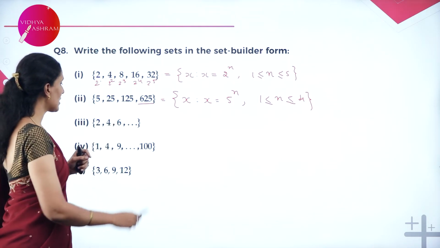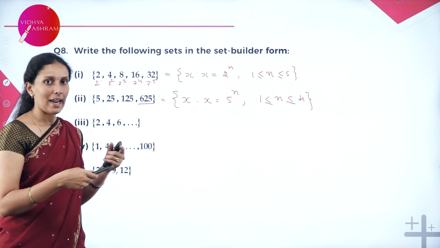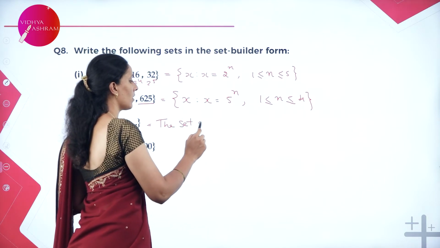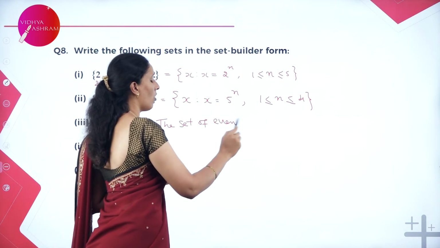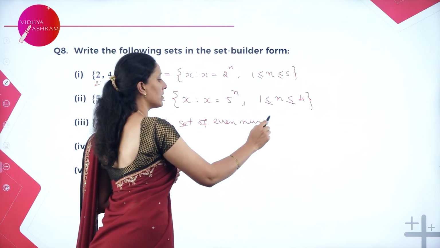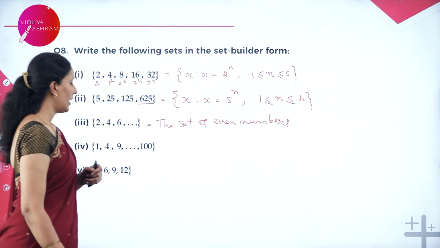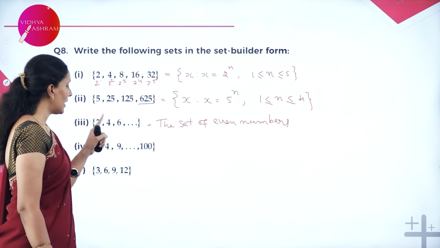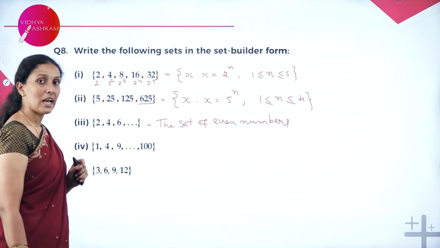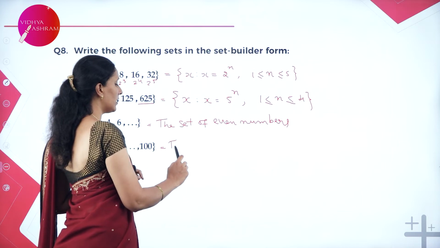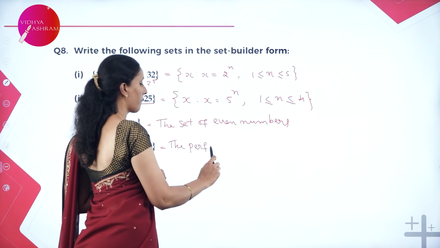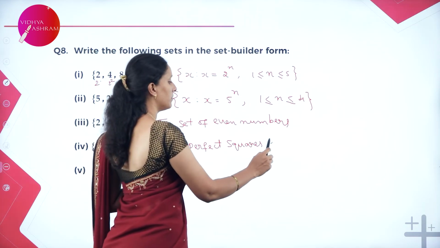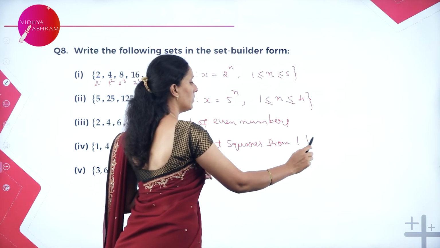Next we have 2, 4, 6. Clearly you can see the next terms you can decide: 8, 10, like that. So we can clearly write the set of even integers, or we can say the set of even numbers. Next 1, 4, 9 until 100. Clearly you see 1, 4, after that 9, which is a square number, and the last 100. So we can write here the perfect squares from 1 to 100.